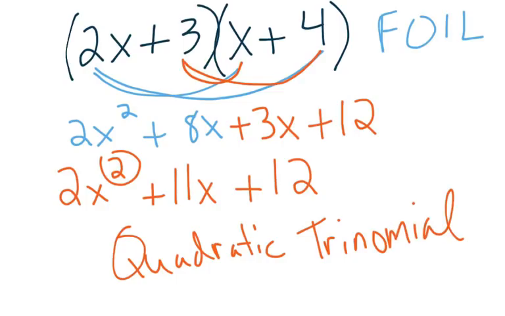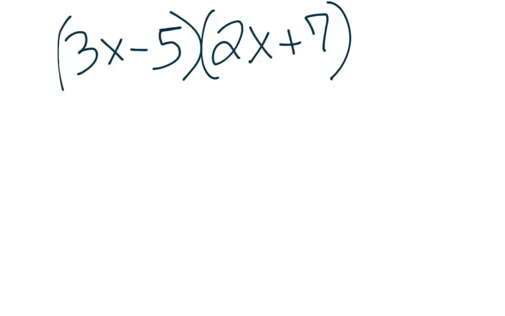Let's do another one. Regardless of what your textbook says, whether it's talking about a vertical method, a horizontal method, a FOIL method, or a distributive method, they're all the same thing. You're multiplying all the terms by each other. All right, let's keep going. 3x minus 5 multiplied by 2x plus 7. Again, I'm talking about FOIL.